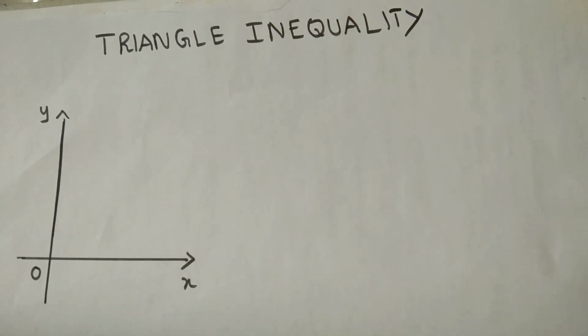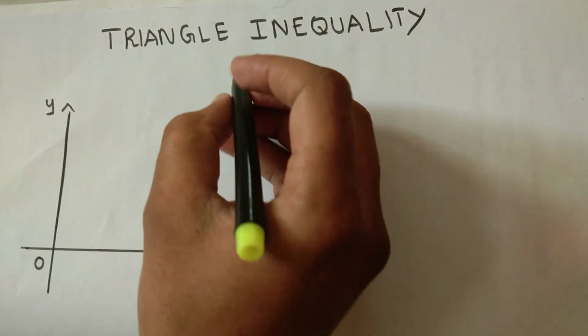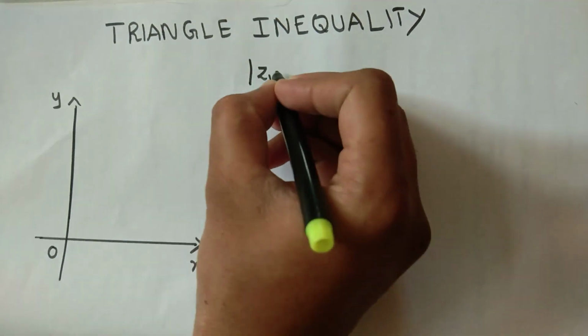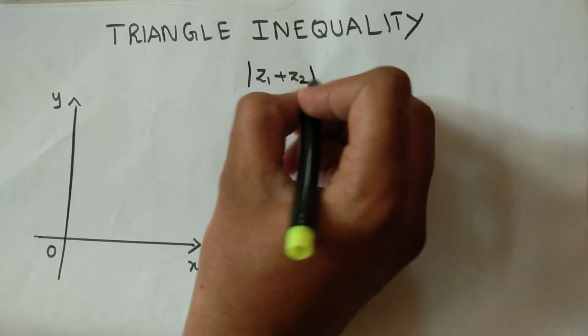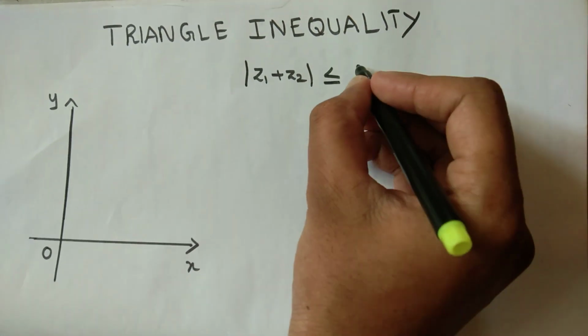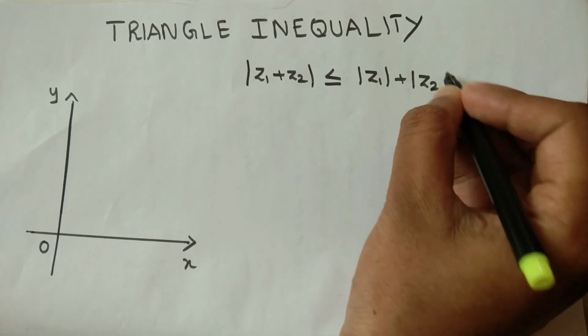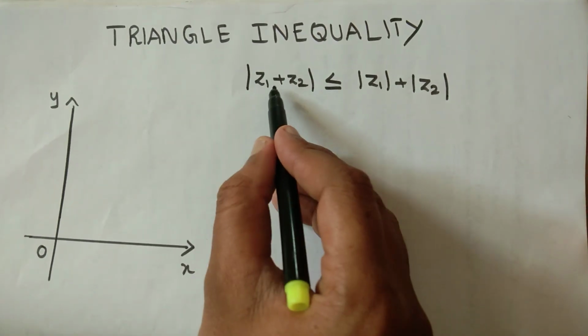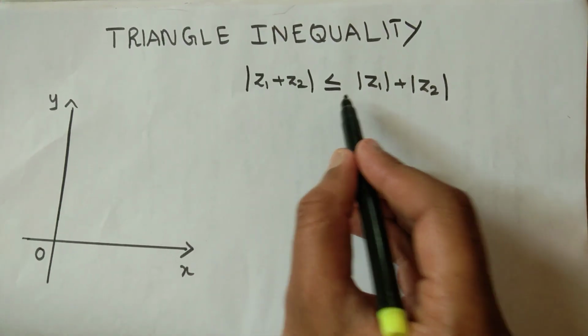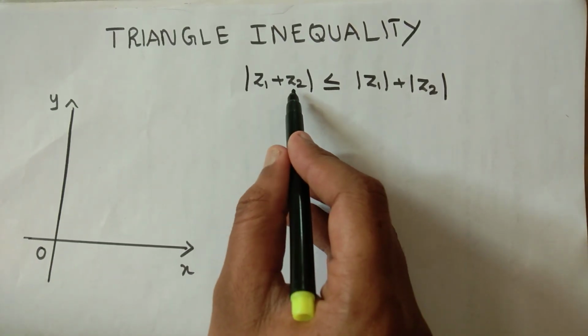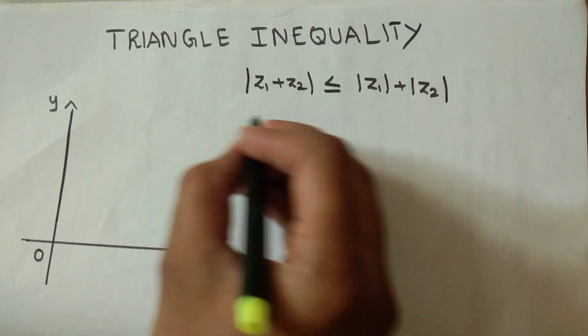The statement of triangle inequality of complex numbers is the modulus of sum of two complex numbers is less than or equal to sum of their moduli. The modulus of sum of two complex numbers is less than or equal to sum of their moduli. Let z1 and z2 be two complex numbers.